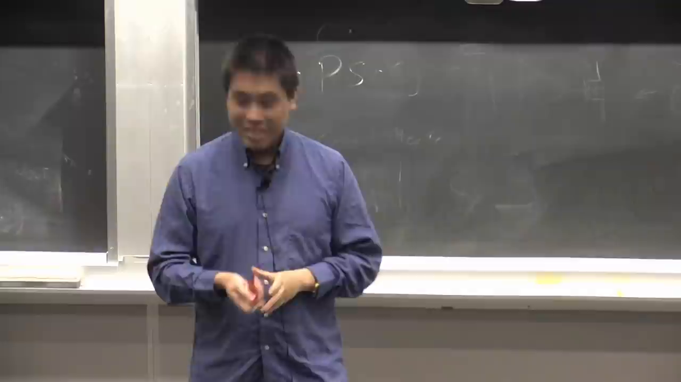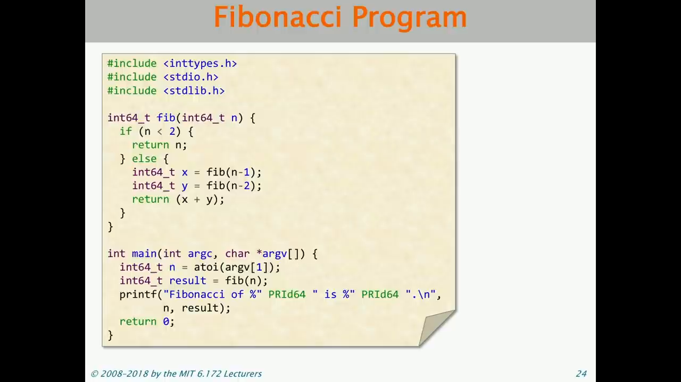All right, so here's a Fibonacci program. Has anyone seen this algorithm before? A couple of people. Probably more, but people didn't raise their hands. It's a recursive program. It basically implements the recurrence from the previous slide. If n is less than 2, we just return n. Otherwise, we compute fib of n minus 1 and store that value in x, compute fib of n minus 2 and store that value in y, and then return the sum of x and y.